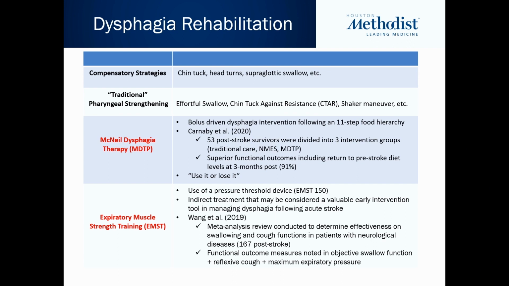So a meta-analysis reviewed quite a few neurologically compromised populations, but they actually included 167 post-stroke patients. Their functional outcomes specific to the stroke patients were not only increased reflexive cough, but increased maximum expiratory pressure. Thus, patients performed better on modified barium swallow studies. They were able to protect their airway more effectively. So both approaches, one direct and one indirect, are emerging, but it's really exciting to see evidence specific to the stroke population so we can really validate if this is a tool that's going to work for our folks.